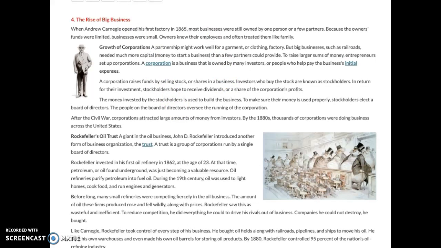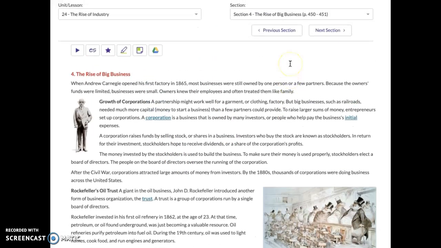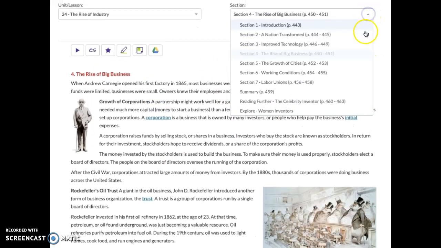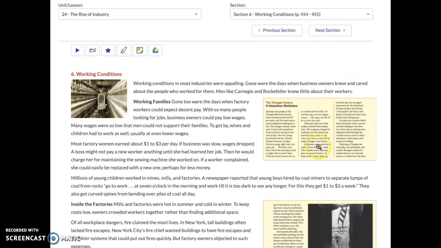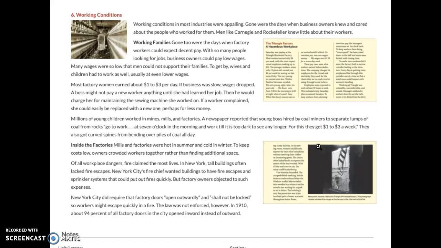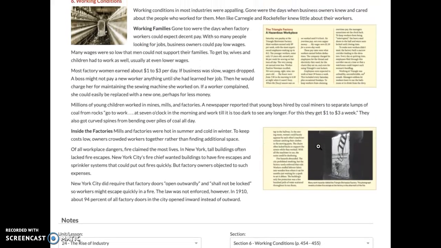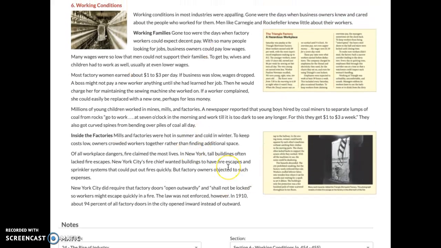When you're done with this, then you're going to come up here and you're going to go to Section 6, which is working conditions. And you're going to read about this, and as you read through it, you're going to take notes. This one's not very long, about what their working conditions are for both men, women, and children, because they're descriptive of all three.